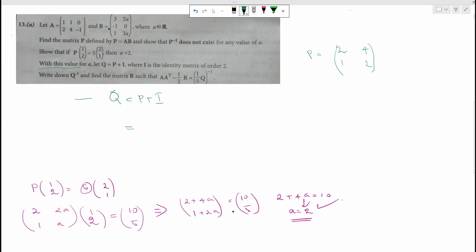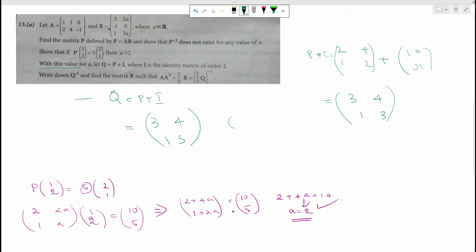So P plus I means you just want to add. P plus I, where I is 1 1 0 0, so it will become 3 4 1 3. Okay, 3 4 1 3. Now write down Q inverse.